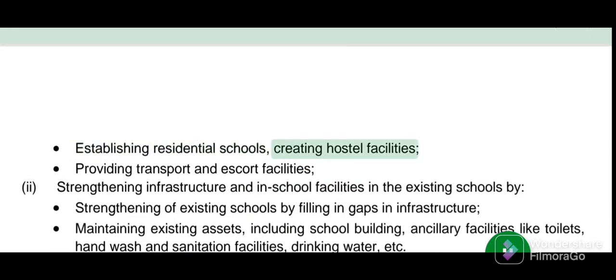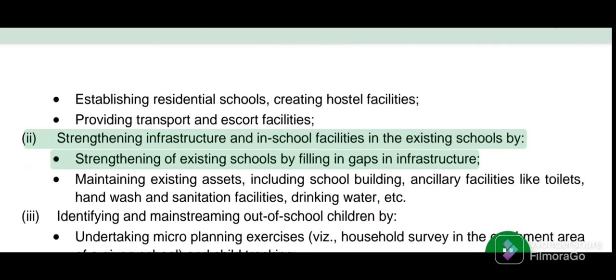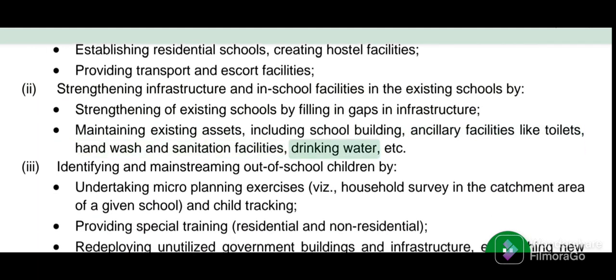Establishing residential schools, creating hostel facilities. Providing transport and escort facilities. II. Strengthening infrastructure and in-school facilities in the existing schools by filling in gaps in infrastructure. Maintaining existing assets, including school building, ancillary facilities like toilets, hand wash and sanitation facilities, drinking water, etc.